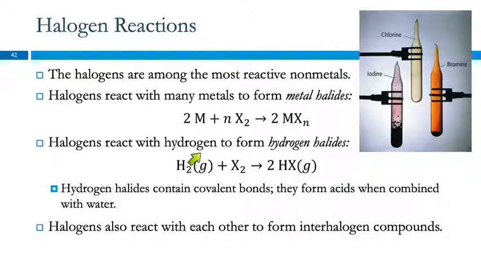Halogens also react with hydrogen, and they form hydrogen halides. So it could be hydrogen chloride or hydrogen bromide. This is in the gas state, and so it's named as a molecular compound rather than as an acid. But if dissolved in water, then those are acids. And then you can also have halogens reacting with each other to form interhalogen compounds, but those formulas are not predictable because it's not ionic.